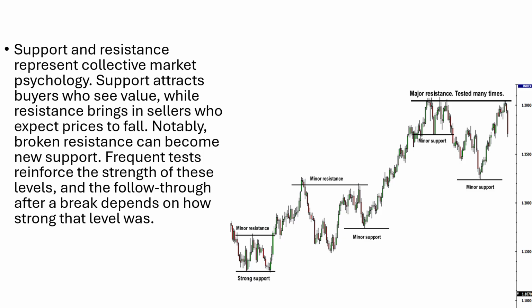Support and resistance represent collective market psychology. Support attracts buyers who see value, while resistance brings in sellers who expect prices to fall. Notably, broken resistance can become new support. Frequent tests reinforce the strength of these levels, and the follow-through after a break depends on how strong that level was.